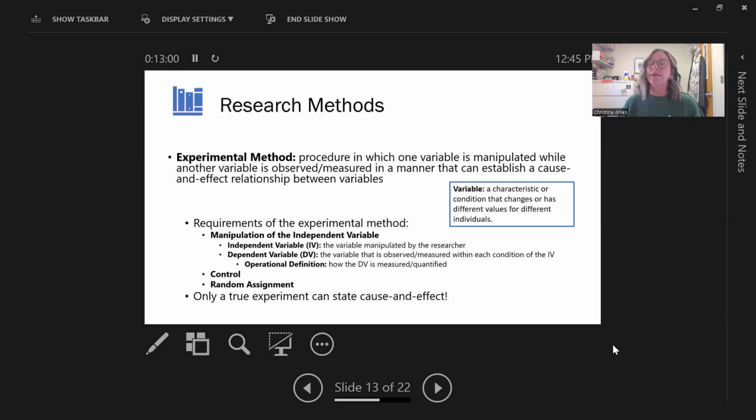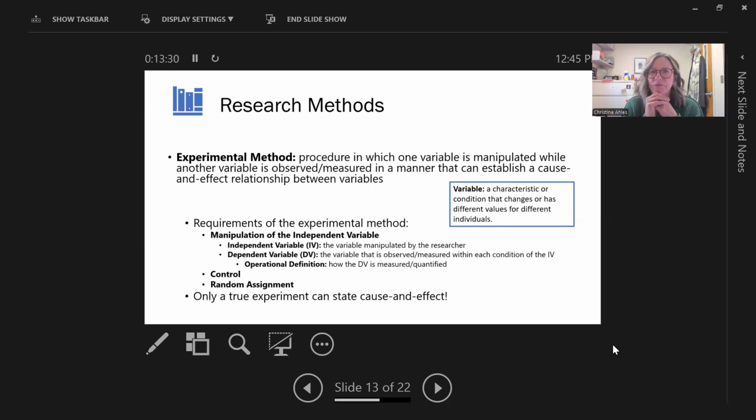And so to conduct an experimental method, there are specific requirements that have to be met for us to be able to state cause and effect. A true experimental method will be able to state cause and effect because it meets certain criteria. First of all, there is an independent variable that is manipulated. The independent variable is typically what we'd call the grouping variable.